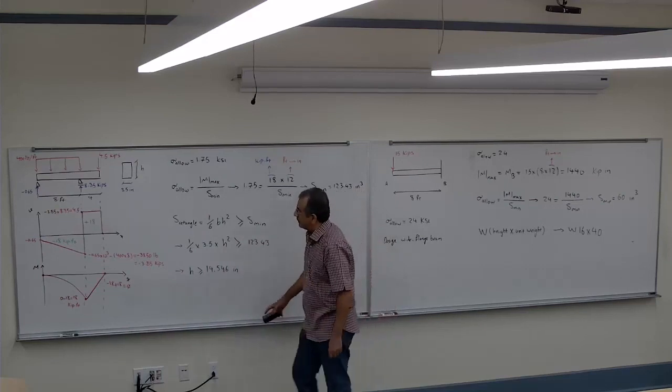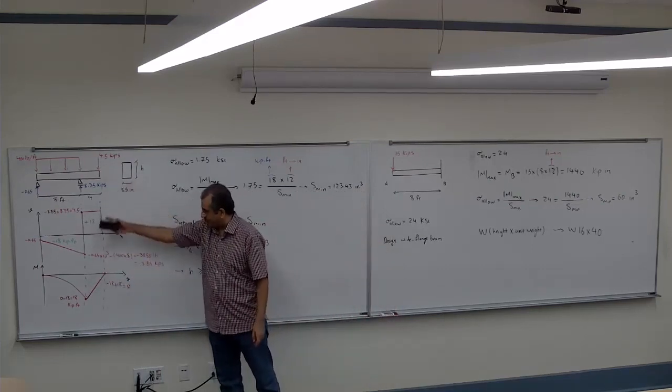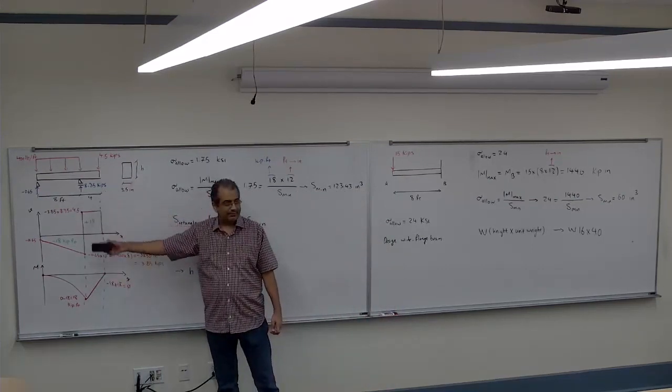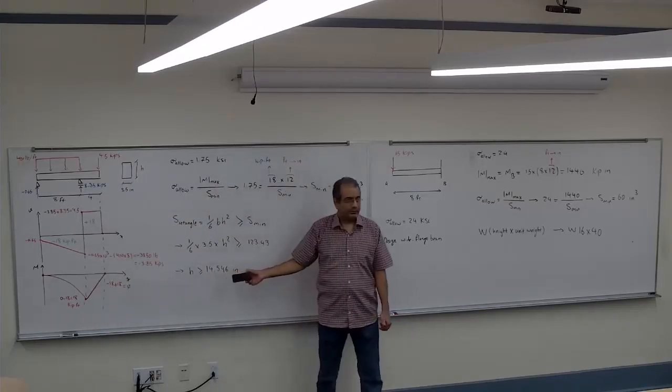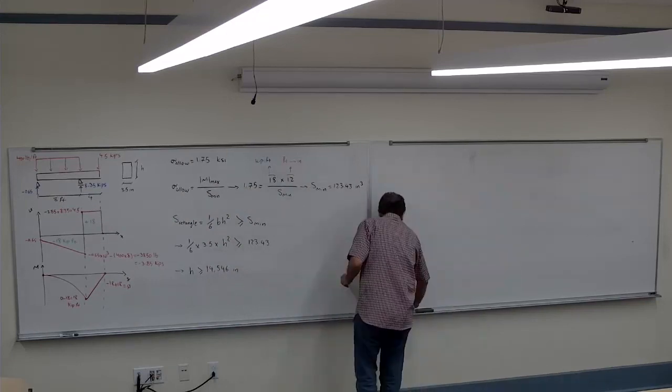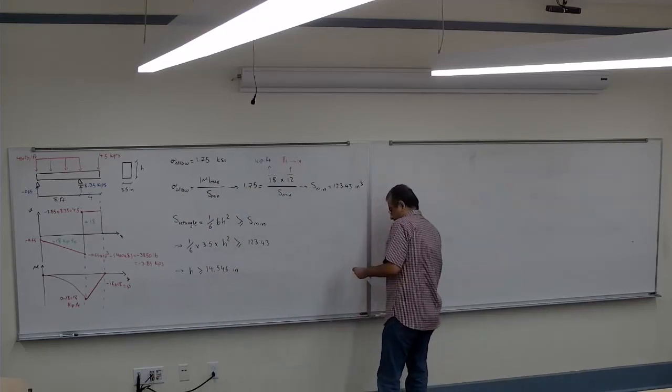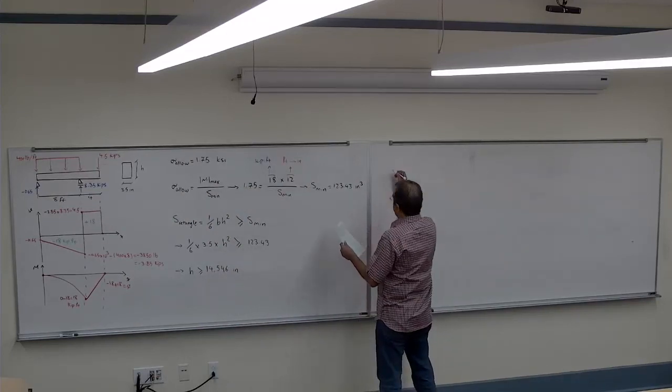So usually, that part is the part that takes more time, and you have to make sure you don't make mistakes. This part is relatively straightforward. The last example for the beam.